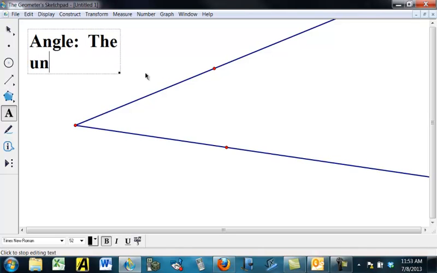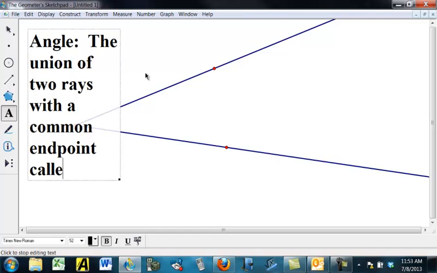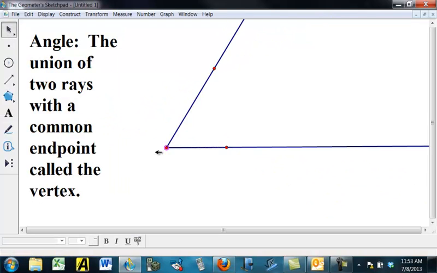The union of two rays with a common endpoint called the vertex. So the vertex of the angle. So this is an angle here. This is the vertex right here.